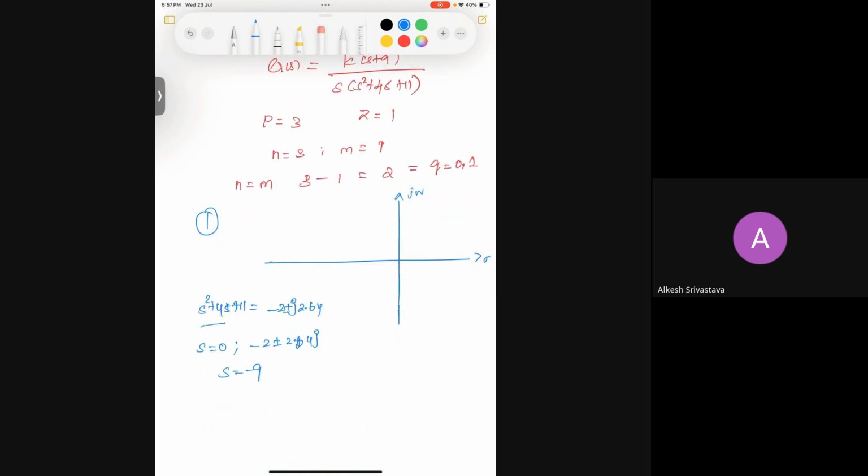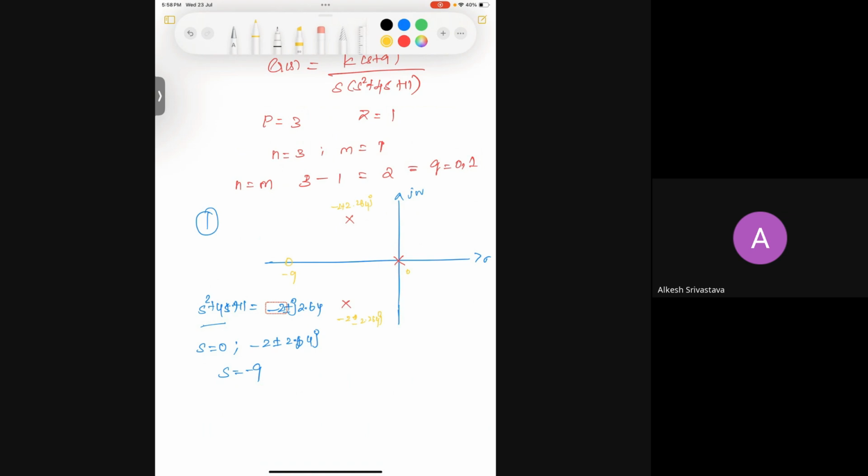Right. So now I'm going to represent it here. One pole is at 0, the other poles are at minus 2 plus or minus j 2.64, somewhere around here I'm considering, and one zero is at minus 9. Minus 9, minus 2 plus or minus 2.64j. This is the zero. Okay.